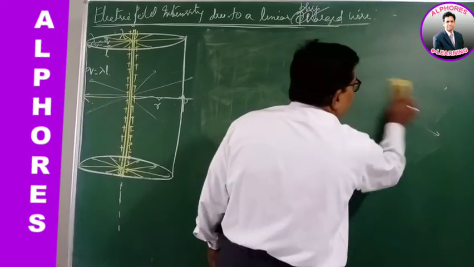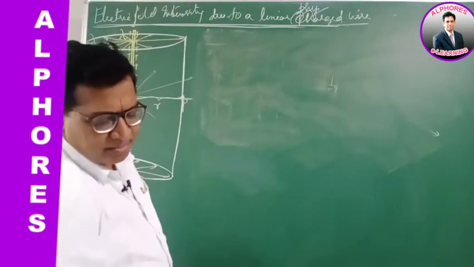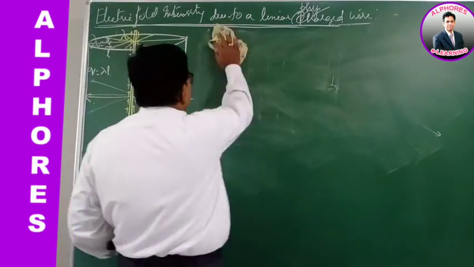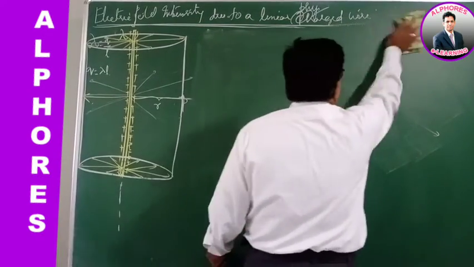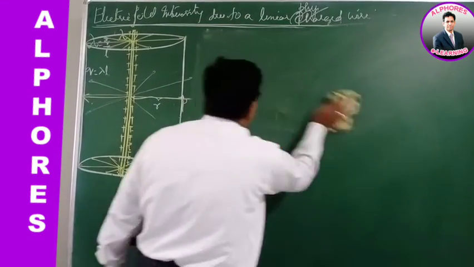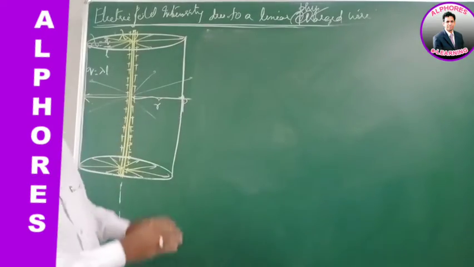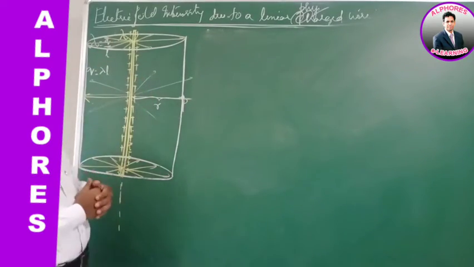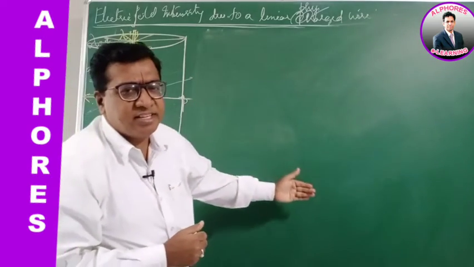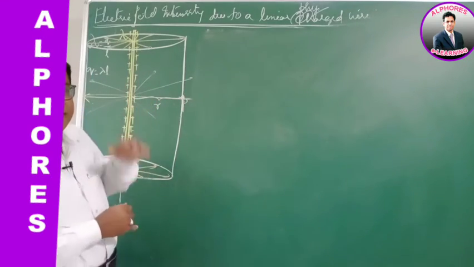Later the mathematical approach is easy enough to derive the result. But it is very important to imagine the electric field on the Gaussian surface around the charge. If you are done with this, then the later mathematical part is very easy. Okay.